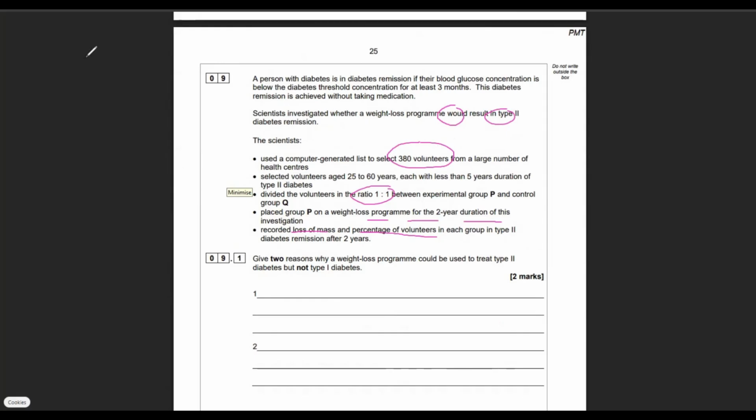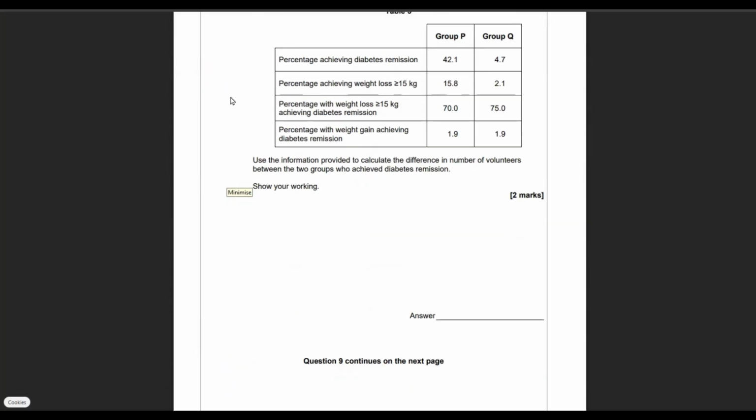We're going to look, the ratio was 1-to-1 and they used 380 volunteers. So let's skip back down. By the way, you can pause the video and have a go at this if you want. Of course, I forgot to say that, with just scrap paper and pen, but I'm just going through the answers. So what we're going to do, you're going to work out how many people were in each group. Well, 380 total volunteers evenly divided in a ratio of 1-to-1 means 190 in each group. Let's times it to find out the number of people in the experimental group P that actually achieved remission. So you're going to do 0.421 times 190 or 42.1 over 100 times 190.